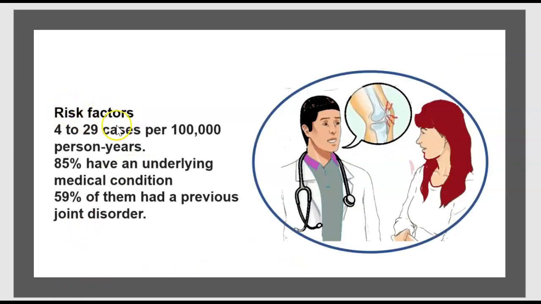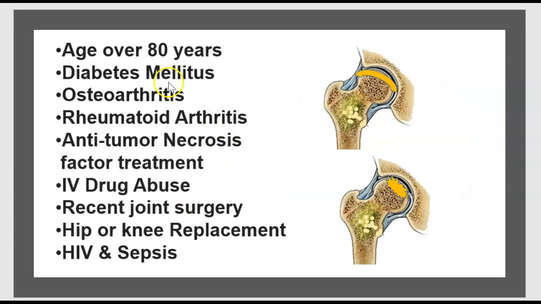Just to review, risk factors include 4 to 29 cases per 100,000 persons. 85% have an underlying medical condition, and 59% of them have a previous joint disorder. Predisposing factors include age over 80, diabetes, osteoarthritis, rheumatoid arthritis, anti-tumor necrosis factor treatment, intravenous drug abuse, recent joint surgery, hip or knee replacement, and HIV sepsis.